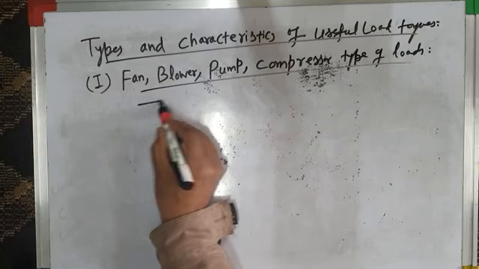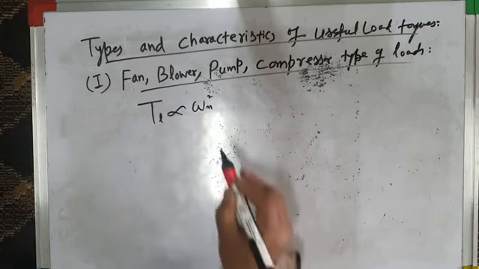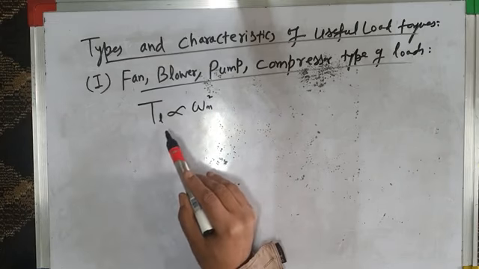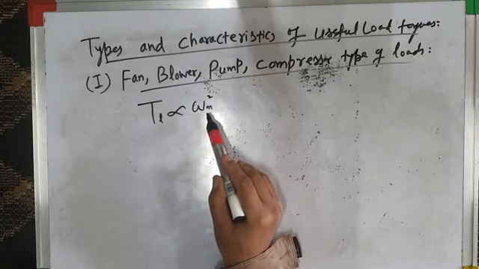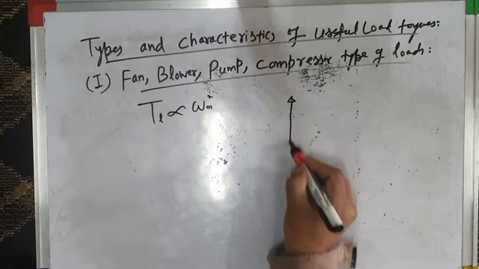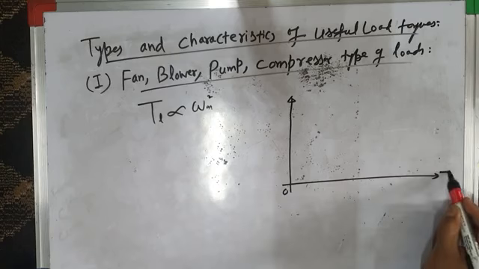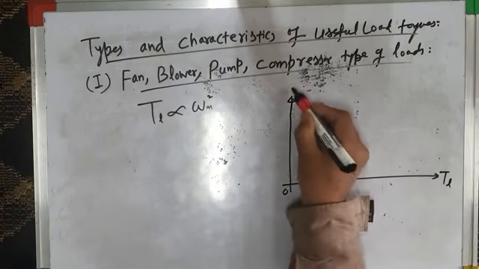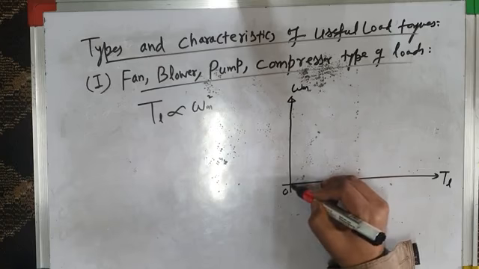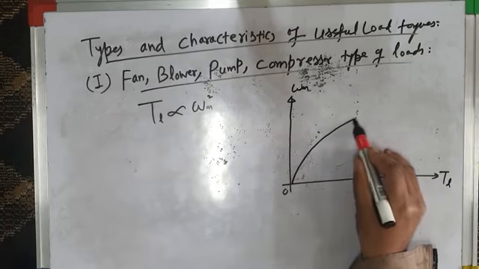And in these loads, the useful load torque is directly proportional to the square of the speed. The load torque is not constant. The load torque varies with the square of the speed. So the torque speed characteristics of these types of loads are like this. So this is the load torque TL versus speed, and when you plot this, it is something like this.